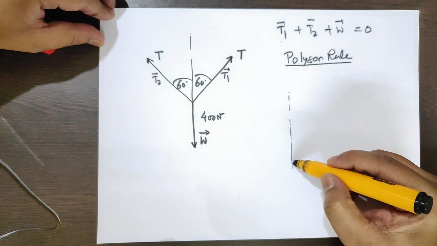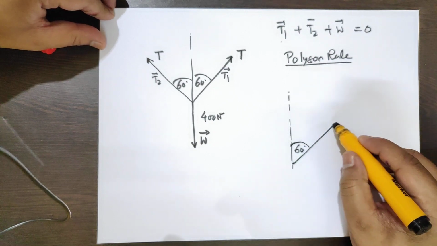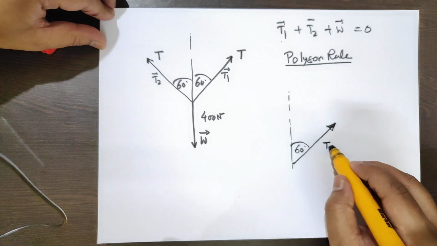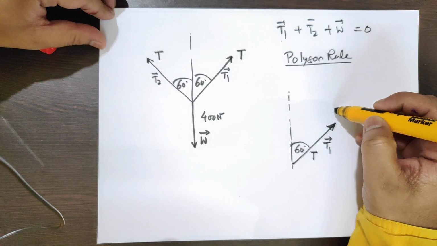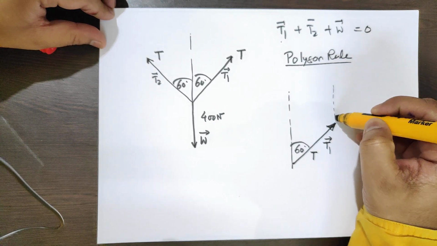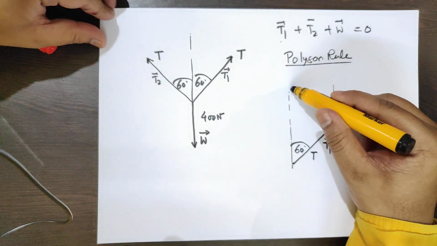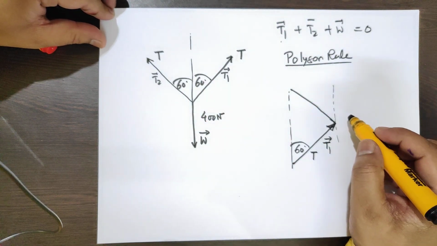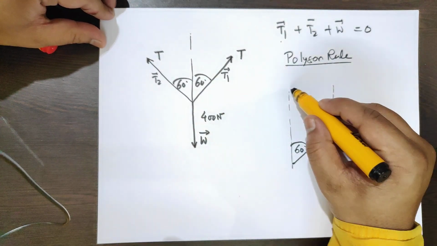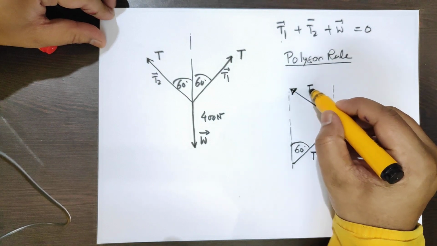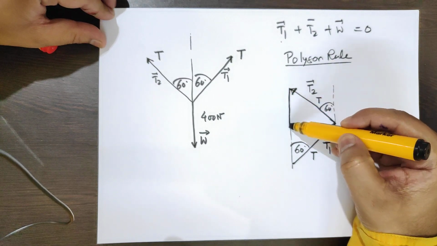T1, that's 60 degree. Magnitude is T, and then the second vector is T2. Again a vertical line, it makes 60 degree with this vertical, 60 degree again. So that's T2. Magnitude is T, and this should be W. W should be like this.